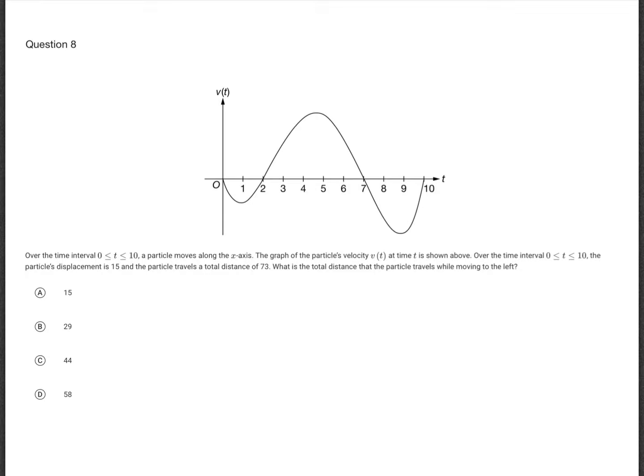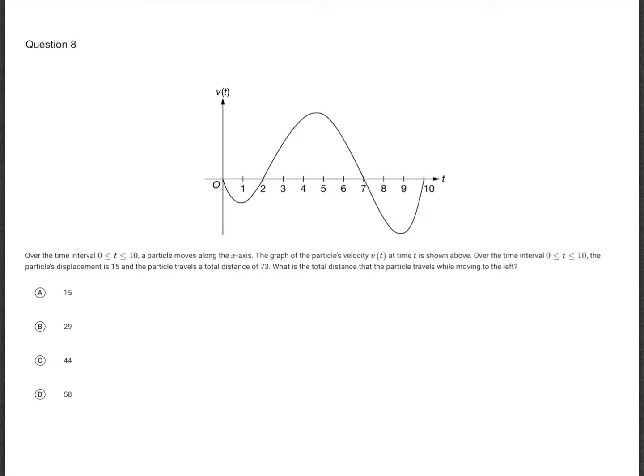Okay, for number 8, they say over the time interval, when t is between 0 and 10, a particle moves along the x-axis. The graph of the particle's velocity at time t is shown above. Over the interval from t between 0 and 10, the particle's displacement is 15, and the total distance traveled is 73. Okay, what's the total distance that the particle travels while moving to the left?